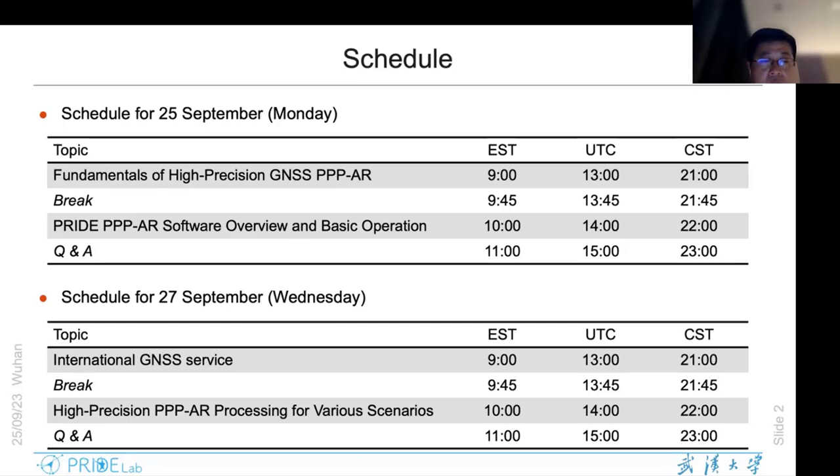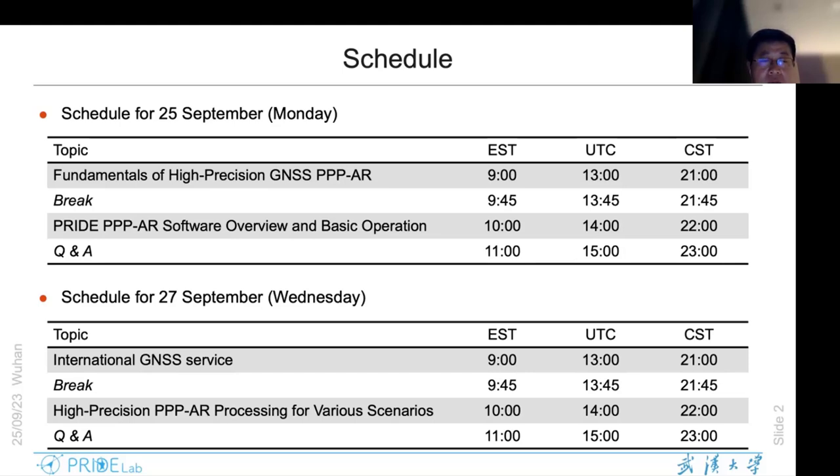Right, for the second day, on September 27th, we're going to have some more introduction on the International GNSS Service, which is the foundation for this software. We're going to have some support from the IGS products and the data, and then we'll have a break.